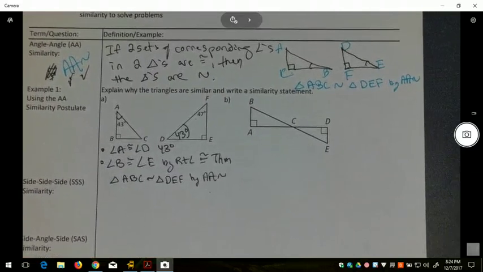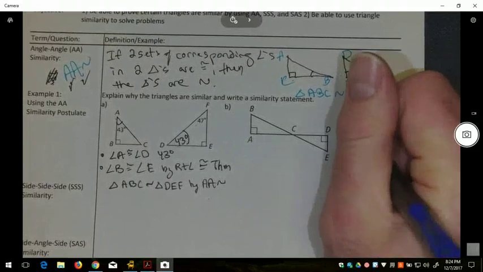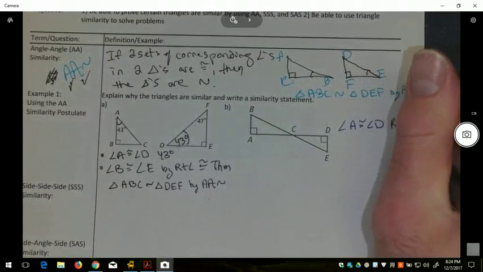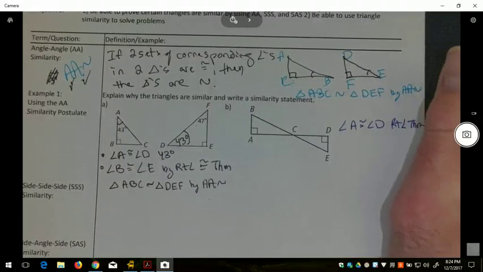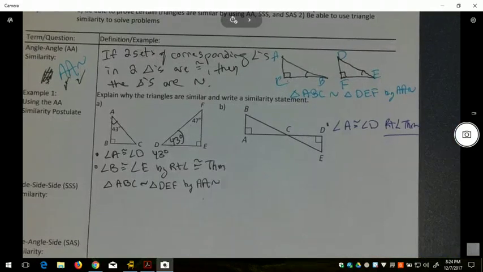In the next picture, I've had a lot of people say, well, Mr. Ritter, there's nothing marked other than the right angles. Well, then you at least know that angle A is congruent to angle D, by, in this case, the right angle congruence theorem. I sometimes just abbreviate it right angle theorem. But we again proved that back in geometry unit 2.